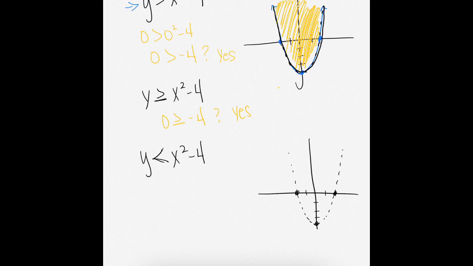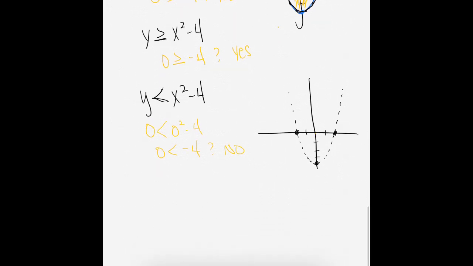Then again, I'm going to take a test point. 0, 0. I always go for the easiest ones, the lowest hanging fruit. 0, 0 is the easiest. 0 is less than 0 squared minus 4. 0 is less than negative 4. Is that true? That is not true. That is false. That means this is not within the shaded area. Everything outside of my parabola would be shaded.